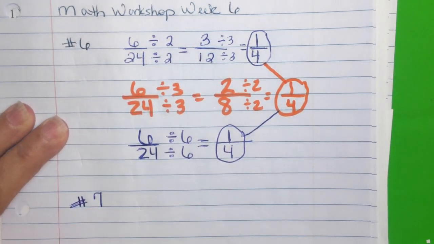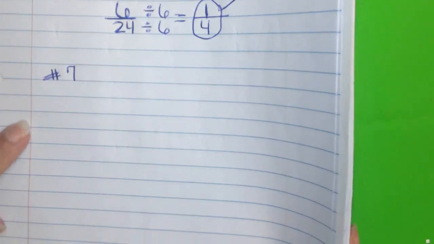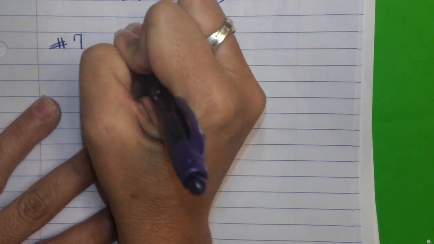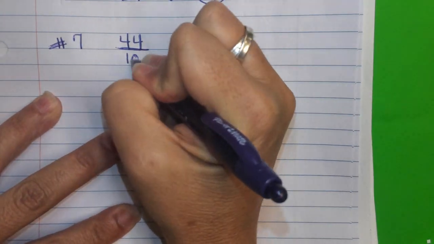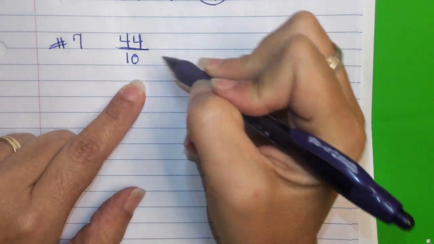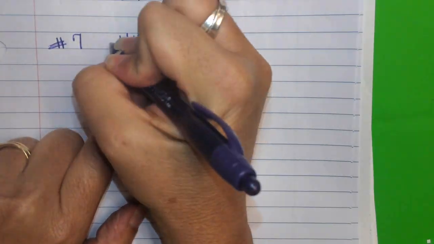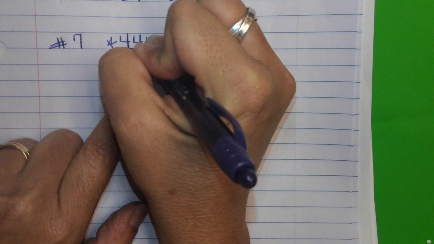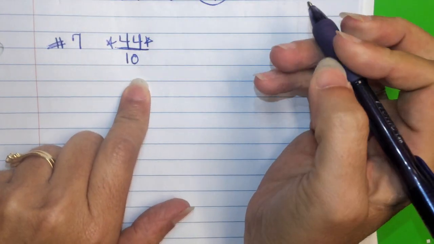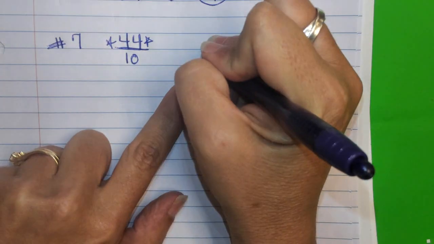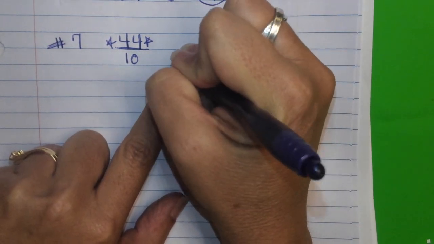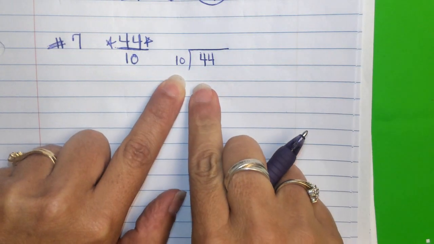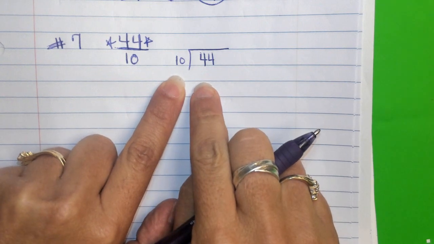The second one, on number 7 on Math Workshop, shows us something different. It is 44/10. I talked about this yesterday. This is an improper fraction. The top number is bigger than the bottom. That means we have to divide. We have to do 44 divided by 10, and 44 has to go in the house.